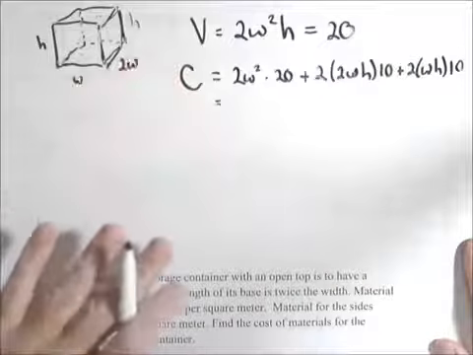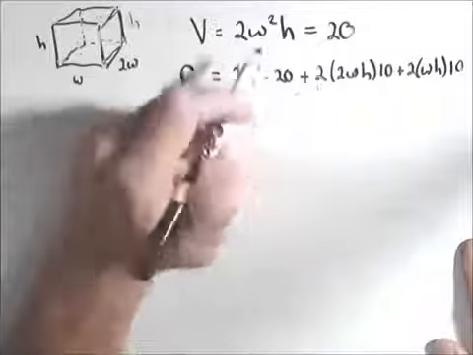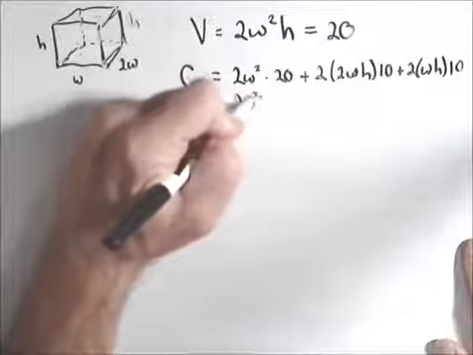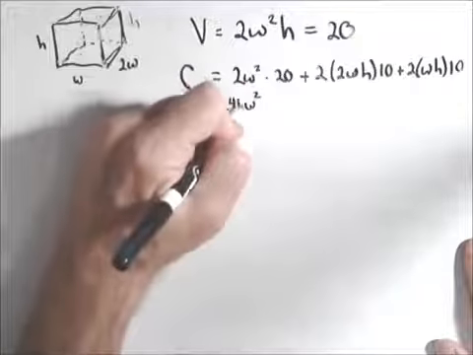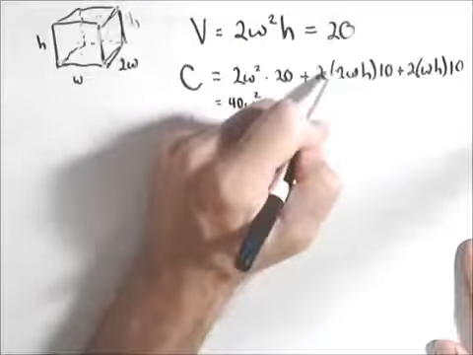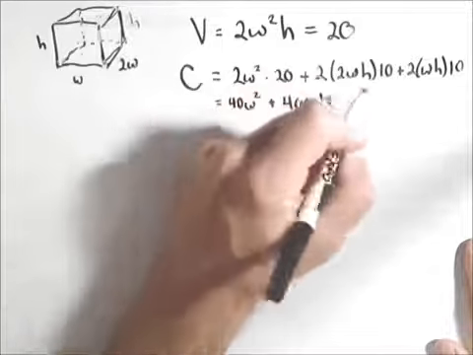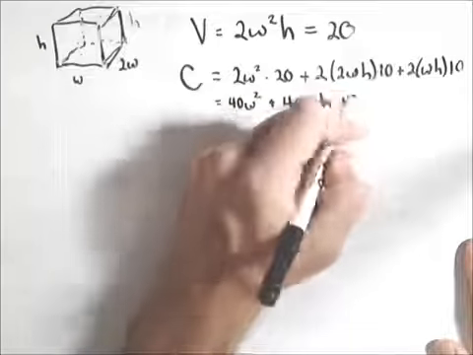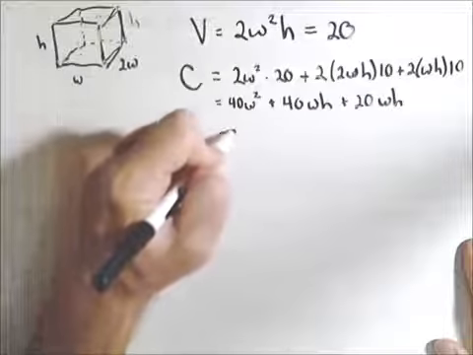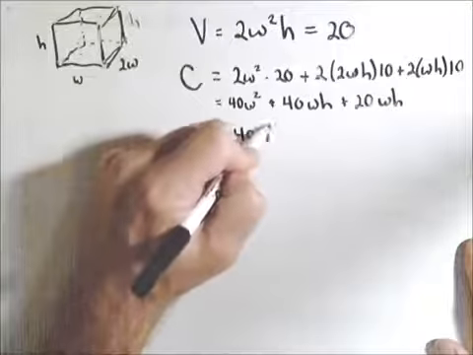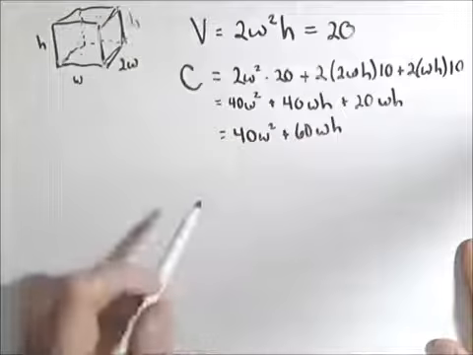Now it's kind of messy right now. We don't need this anymore. We got everything in our problem. But let's see if we can simplify. So we have the 2W squared, 2 times 20, which is 40, plus 2 times 2 is 4, times 10 is 40, so 40WH plus 2 times 10, so plus another 20WH. So those can actually be combined to make this a little bit easier to deal with. 40W squared plus 60WH.